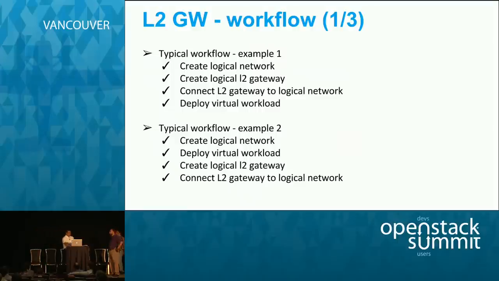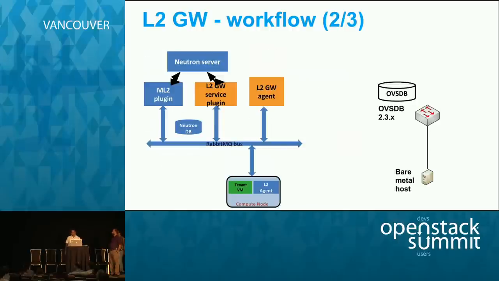So let me take you through the workflow, how this is all done. As you can see in the picture, and as Armando already explained, the L2 gateway agent, as we can see in the orange box, acts as the OVSDB client to the OVSDB server, either running on the physical L2 gateway itself, or running outside the physical L2 gateway. The L2 gateway agent can write into the OVSDB server, and it also gets notifications from the OVSDB server if there are any changes in the schema tables on the OVSDB server.